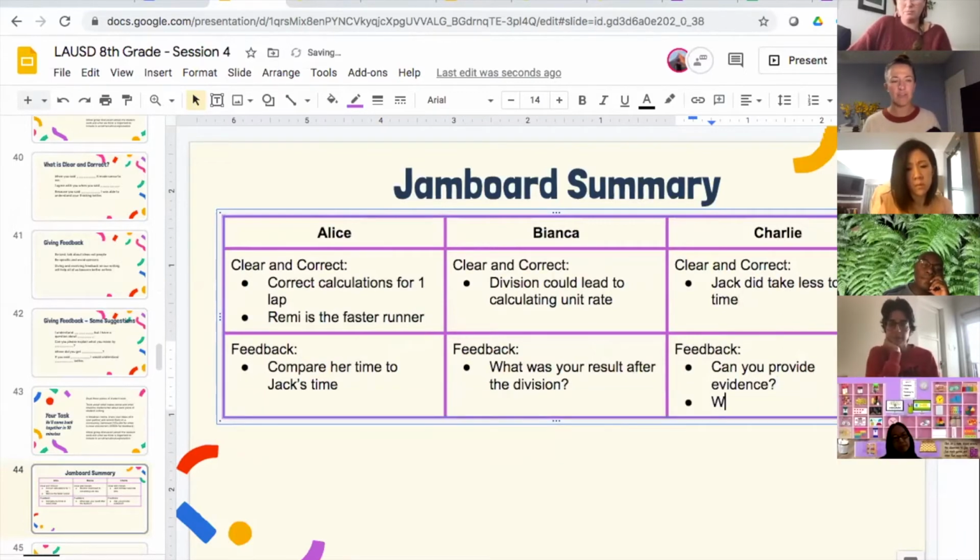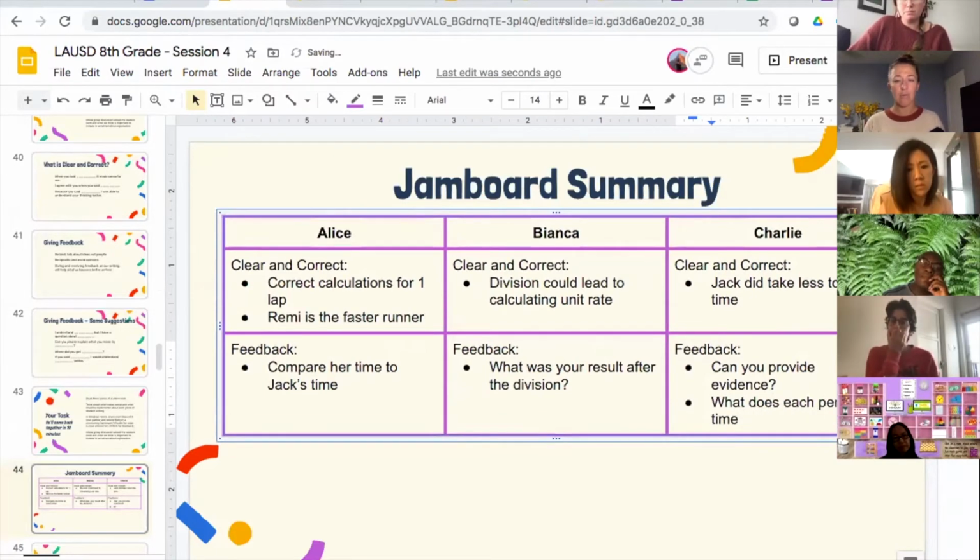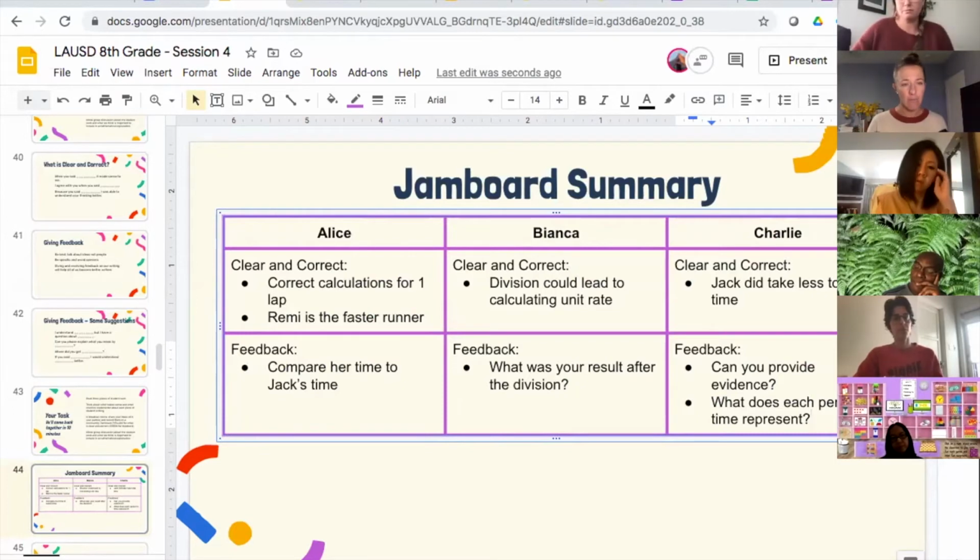So I would maybe ask Charlie, like, what does each person's time represent? Because you're right. And this actually came up a lot with the student work that we looked at. A lot of students did see, well, of course, Jack is faster because he took less time, but they weren't making the connection between how far each person ran, right? They weren't necessarily thinking about what they can find that's common, like a unit rate, or how to make a comparison in this case. So they were just comparing one component to draw their conclusion.